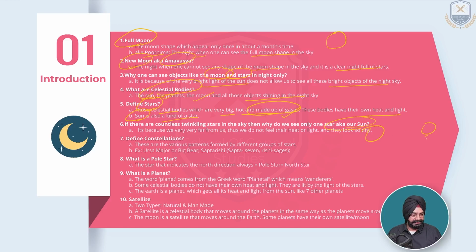If this is the earth and this is the sun, the distance between both of them is 150 million kilometers away. And the rest of the stars are very, very far away. You can say 1 billion kilometers away, or hundreds of billions of kilometers away.